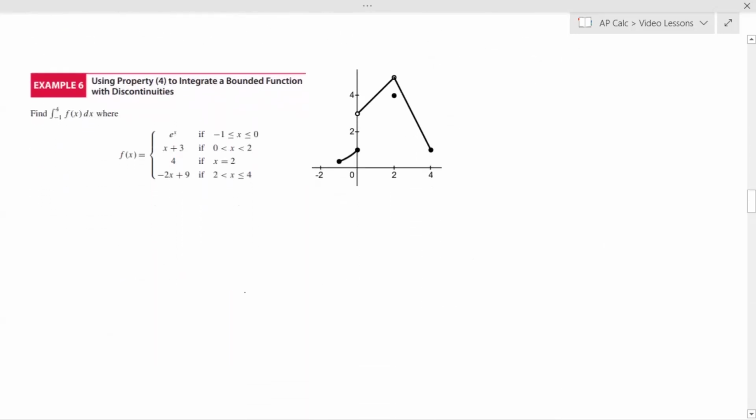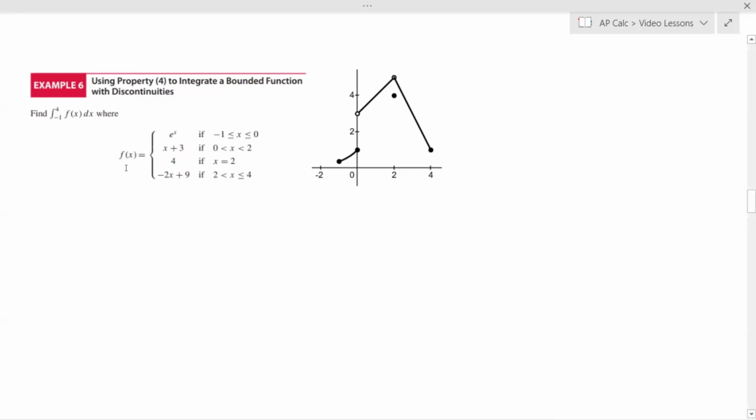All right, now part of the definition of what it means for a function to be integrable is that it can contain a finite number of points of discontinuity. So if a function is bounded, meaning it doesn't go off to infinity, and has at most a finite number of points of discontinuity on a closed interval, then we can find the definite integral.